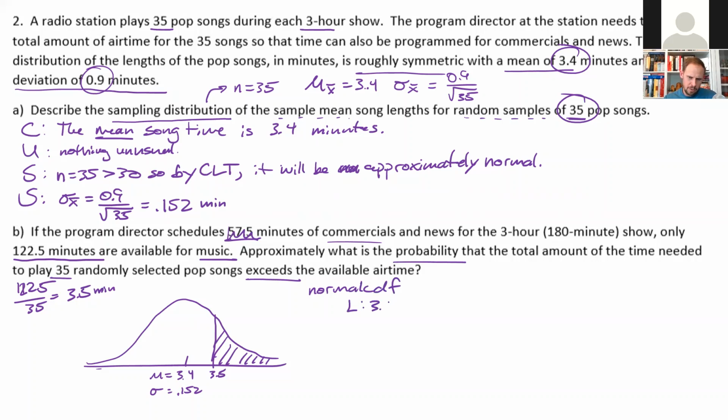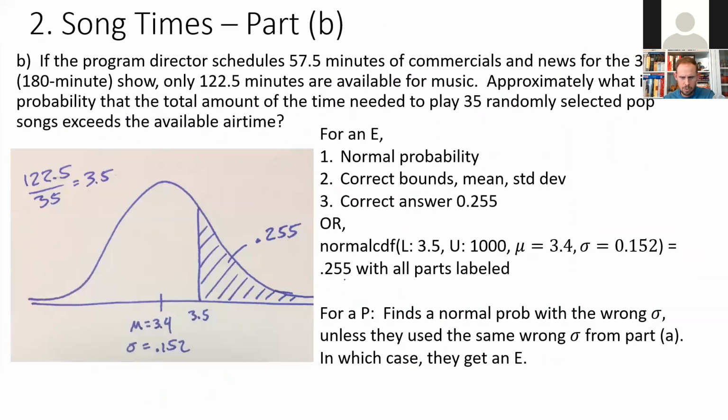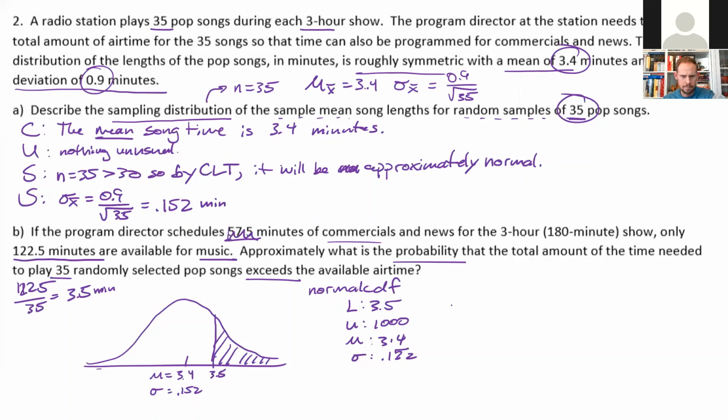Our lower bound would be the 3.5. Our upper bound would just be something big. Our mean is 3.4. And our standard deviation was 0.152. And we just throw that in the calculator, and I think it was 0.255, yeah. All right, and that's how we do that, by scaling it down.